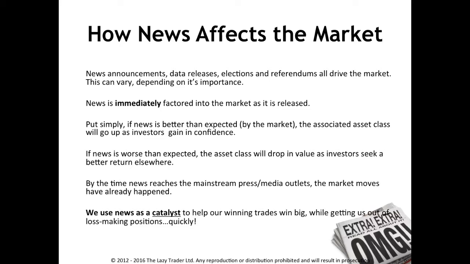If, for example, manufacturing figures are better than expected, then you can expect the British pound and the FTSE to rise in accordance with this. Okay, so it really does depend. The movement of the market depends on the difference between what the market is expecting and what the actual figure released is. So if the news is better than expected, then the associated asset class will go up as investors gain confidence. But if it is worse than expected, then you can expect a drop in the value of the asset classes associated with it, generally risk-on asset classes.